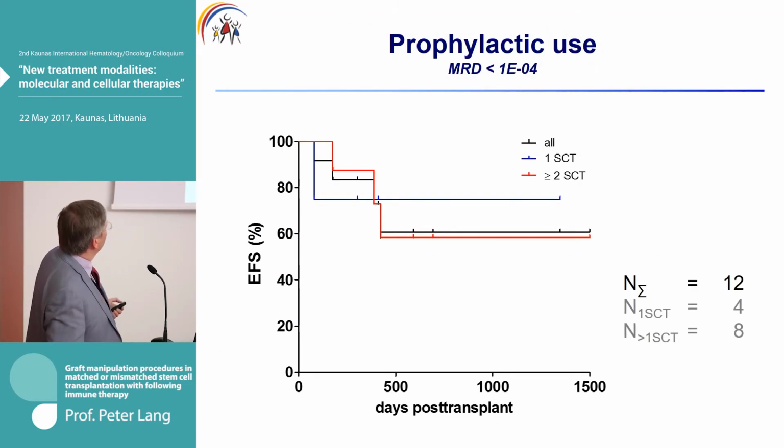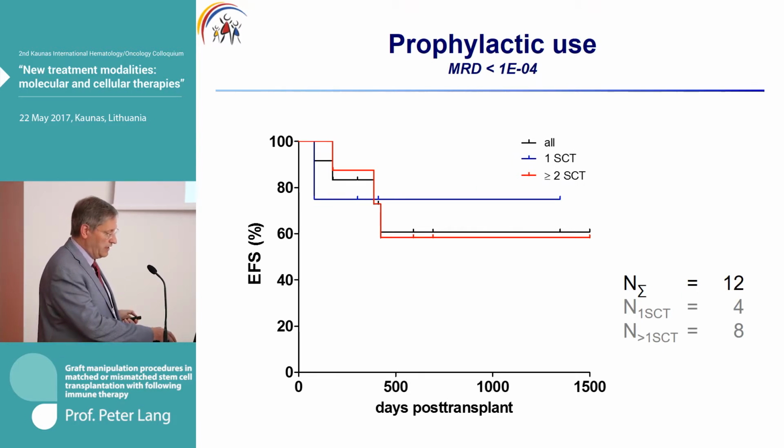And these are the results of the prophylactic use. The black line represents all patients. The blue line represents patients who received a first transplantation, and the second line represents patients who received a second or even higher transplantation.